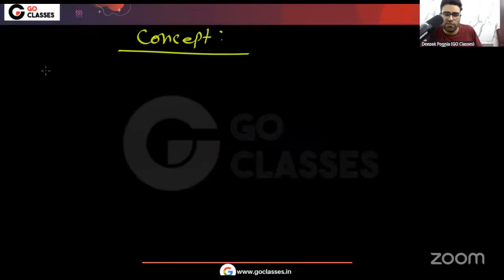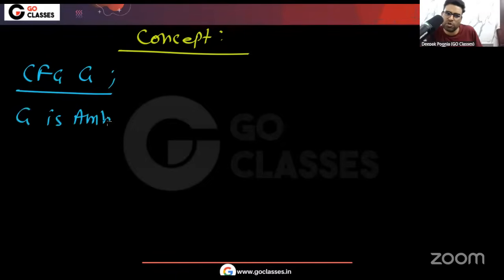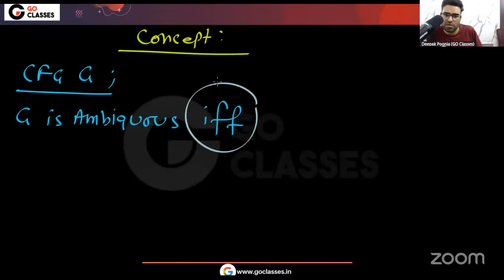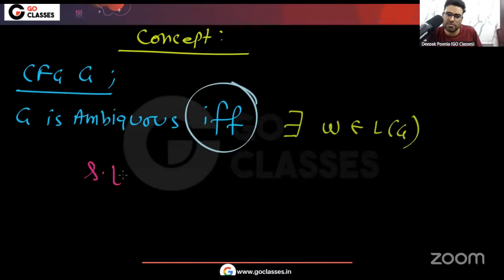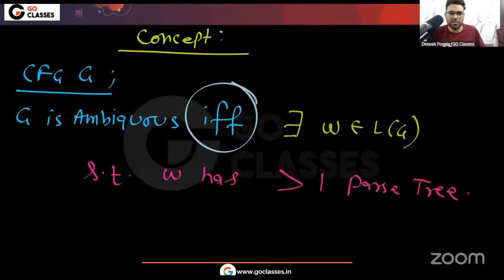So remember one thing: when can I say a grammar G is ambiguous? You have a context free grammar G. Then remember G is ambiguous, what is the definition? G is ambiguous if and only if there exists a string W in the language of G such that W has more than one parse tree. Okay, is this clear? Very simple.